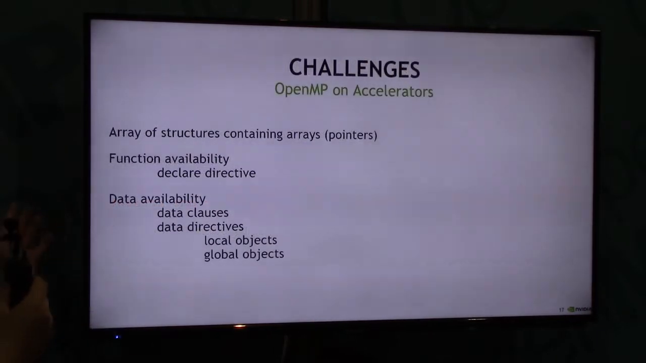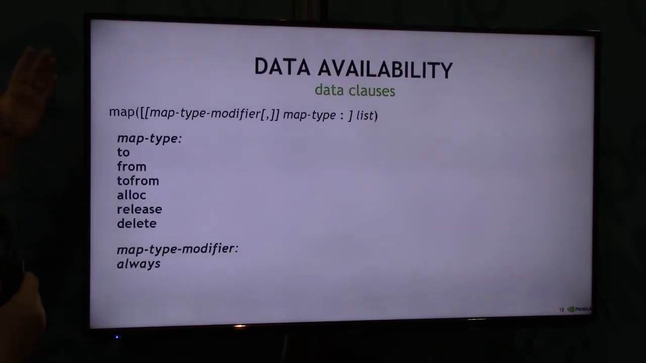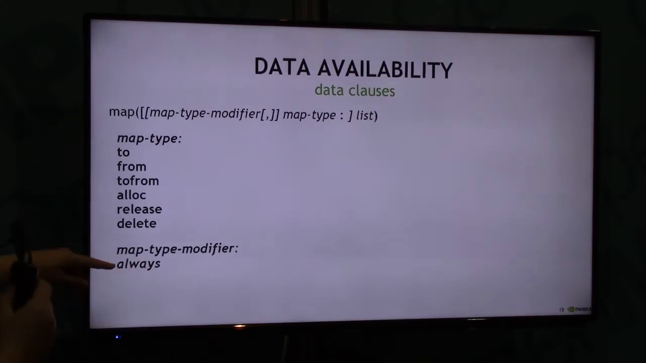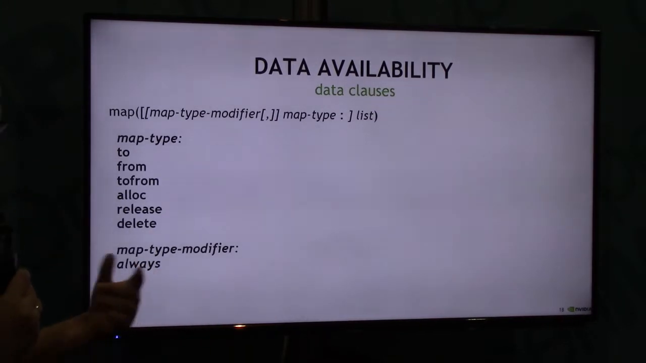All right, data availability. This is a big problem. The map types, we have to, from, whatever. We have all this mapping that we have to do. We even add a modifier so we can guarantee that we update your data when we need to.